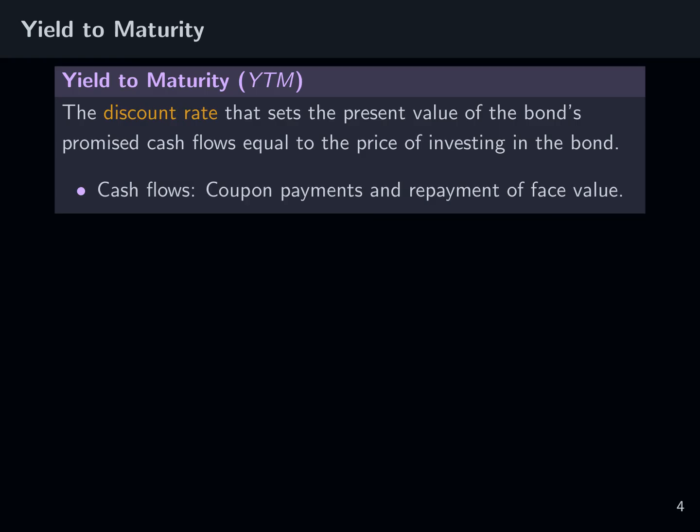Yield to maturity, or YTM, is the discount rate that equates the present value of a bond's expected cash flows to its current market price. These cash flows include periodic coupon payments and the repayment of the bond's face value at maturity. YTM is a key metric for assessing the return an investor can expect if the bond is held to maturity.